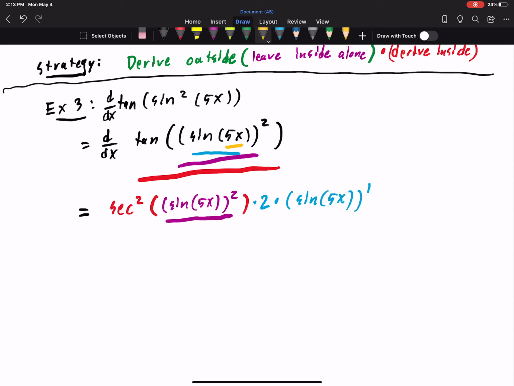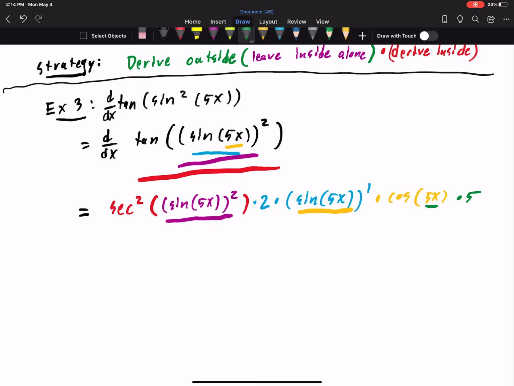And now the idea is to derive this lovely thing here, the sine of 5x. So the outside function is sine, so we have to derive that. We multiply by cosine of 5x. And then we multiply by the derivative of the inside of the cosine. So it gives us 5. Okay? So that's completely derived out.